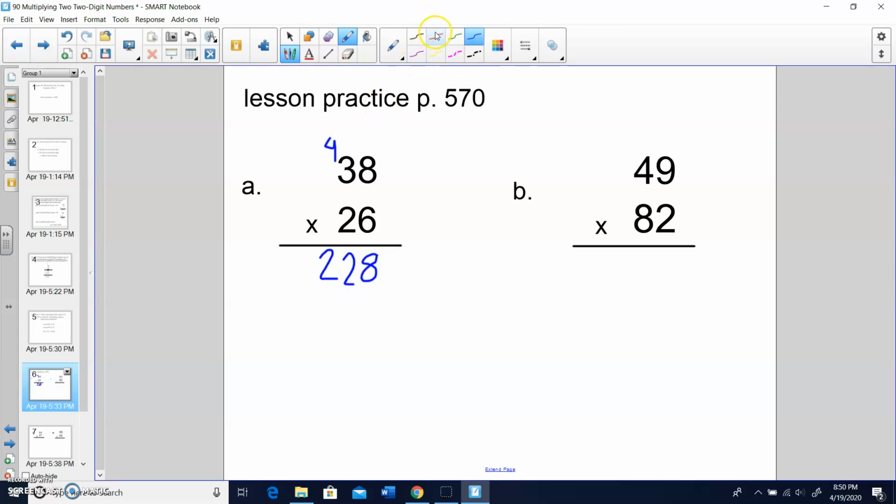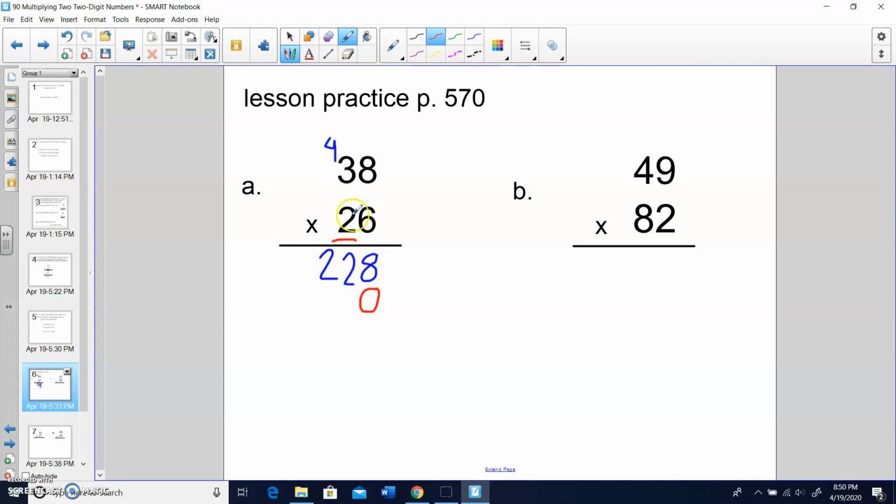Okay, now I'm going to move to the tens place. I multiplied by the ones place. Now I'm going to move to the tens place. So now I'm going to take this 20, the 2 represents 20, and multiply it first by the 8 and then by the 3. Since I'm moving to the tens place, I'm going to hold the ones place with a 0. So I know that I'm talking about tens instead.